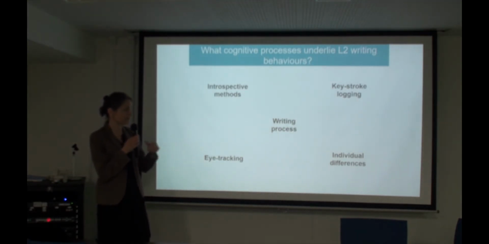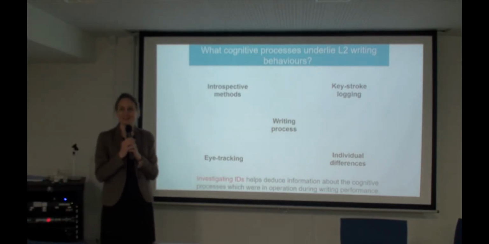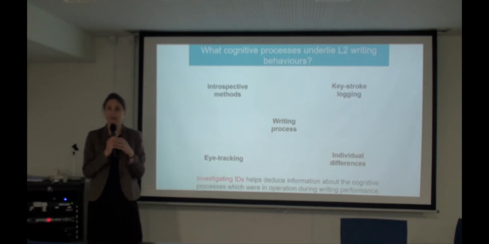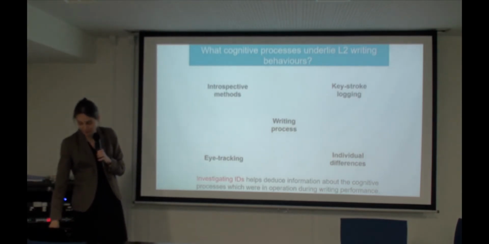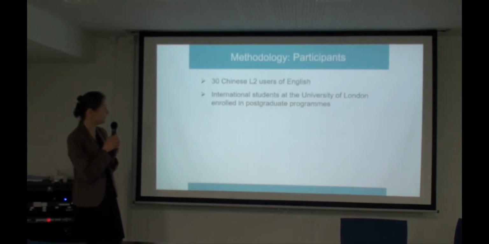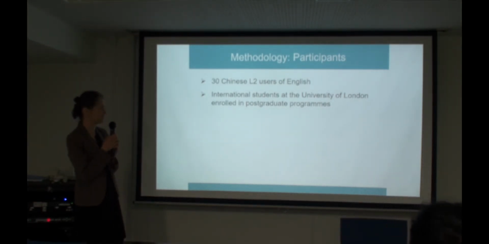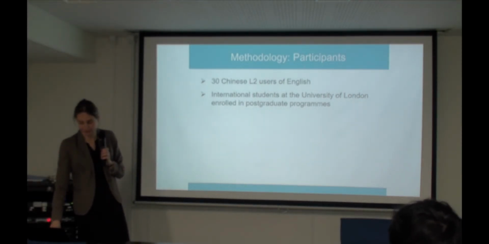And what is of particular relevance here, we also collected some individual difference measures. Following Robert DeKeyser's idea, he is one of the first researchers who argued that if we investigate individual differences, we can also deduce information about the cognitive processes in which learners engage. And indeed, as you will see, we did get some interesting information through the working memory measures. Our participants this time were 30 Mandarin Chinese users of English. They were all international students at UCL, and they were postgraduate students, so they are quite high proficiency writers.